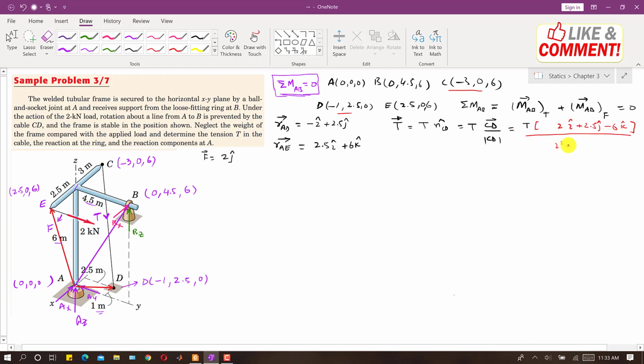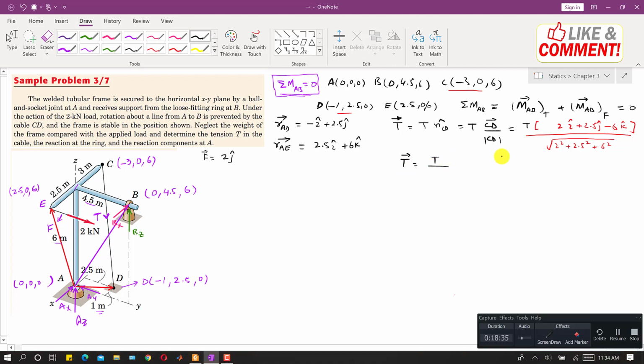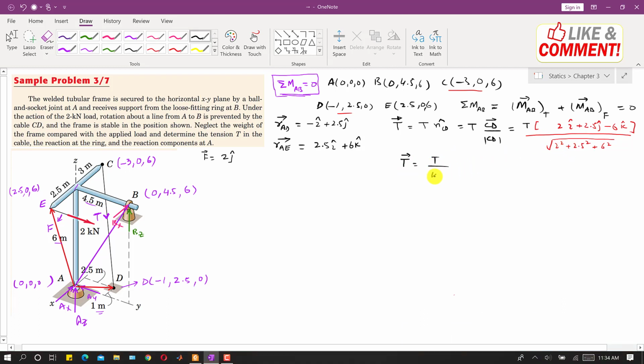So this will be 2 square plus 2.5 square, and this will be minus 6 square or plus 6 square, doesn't matter, right? So we will take the square root. So this will give us the T vector. So the magnitude comes out to 46.2 under the root 2, right? And we will multiply this with 2I plus 2.5 J minus 6 K, right? So this is the T vector.